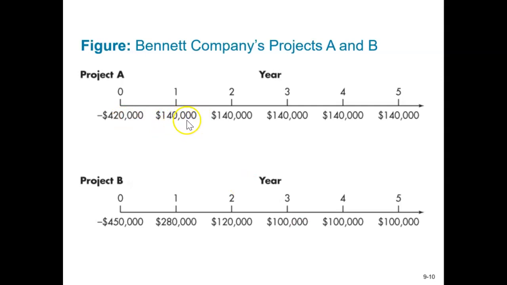As you can notice, project A has 140,000 each year, the same cash flows. So we call them annuities. If you have an annuity, you have a different kind of treatment to compute these techniques. Anyhow, we will show you when we take each one of these techniques. So project A has $420,000, whereas for project B the initial outlay is $450,000.